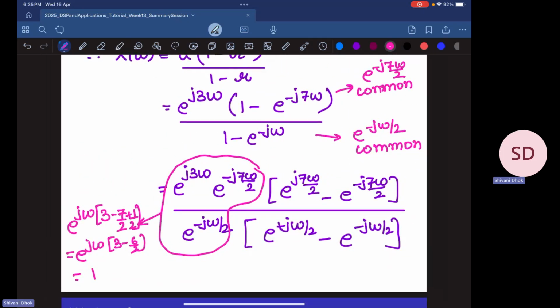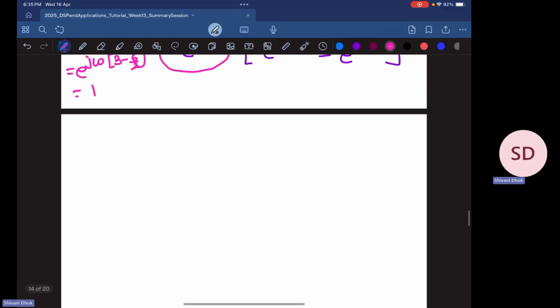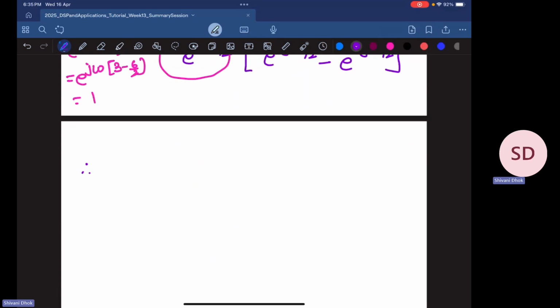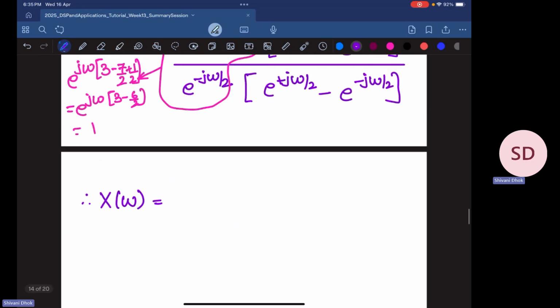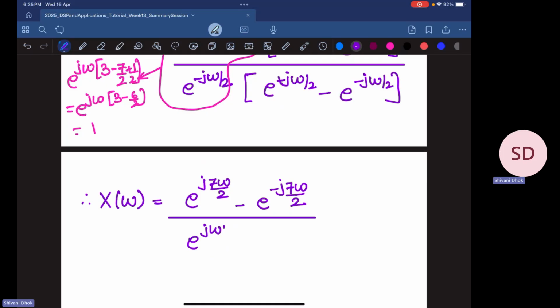Okay, so these constant terms are 1. So what are we left with now? Therefore X of omega is equal to (e to the power j 7 omega by 2 minus e to the power minus j 7 omega by 2) whole divided by (e to the power j omega by 2 minus e to the power minus j omega by 2). Now I'll divide numerator and denominator by 2j.